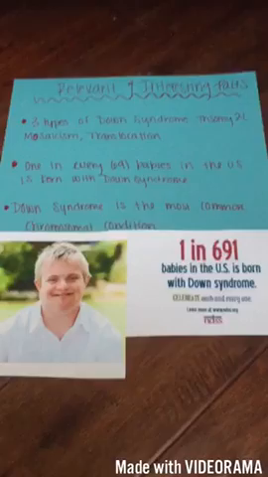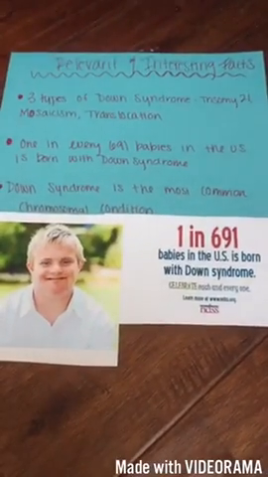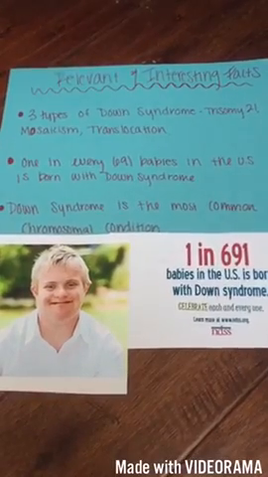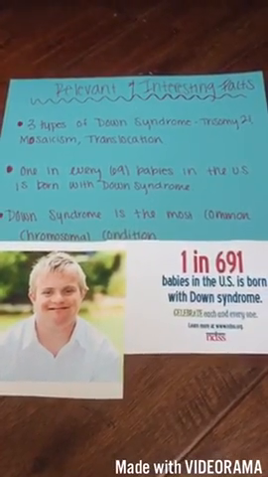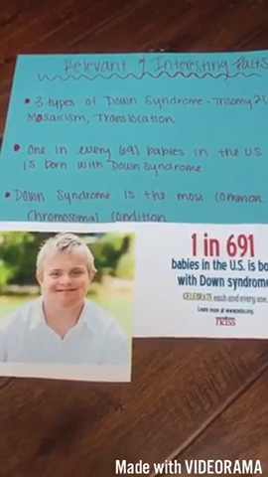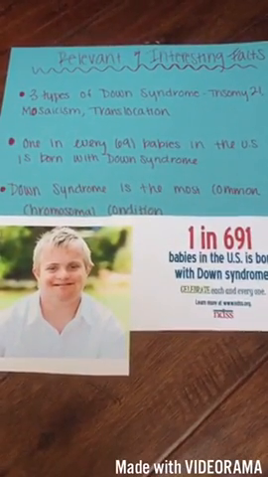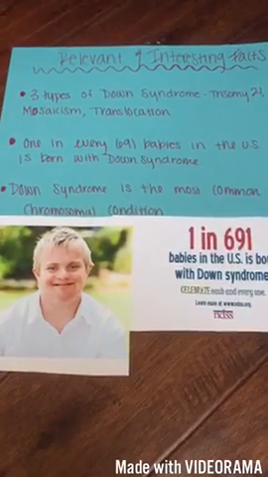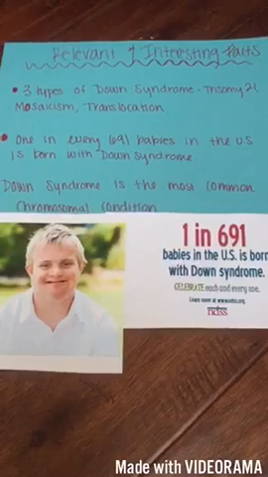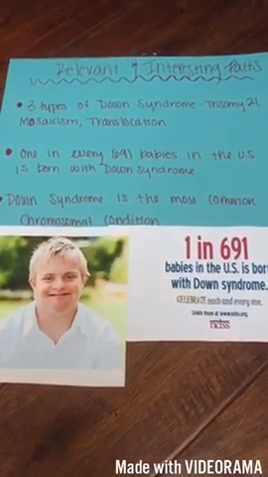Some relevant and interesting facts about this disorder are that there are 3 types of Down syndrome. There's trisomy 21, which means there's an extra copy of chromosome 21 in every cell. This is usually the most common form of Down syndrome. There's also mosaicism, which occurs when a child is born with an extra chromosome in some of the cells, but not all of their cells. People with this type of Down syndrome tend to have fewer symptoms than those with trisomy 21.